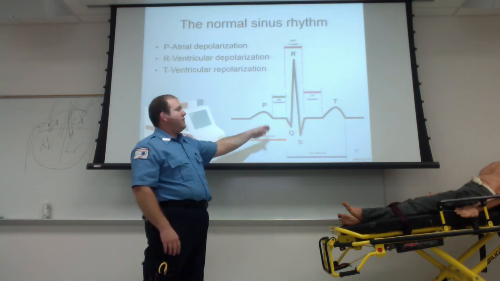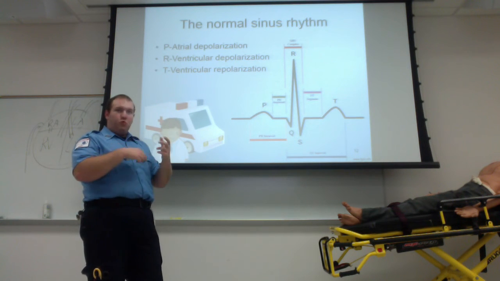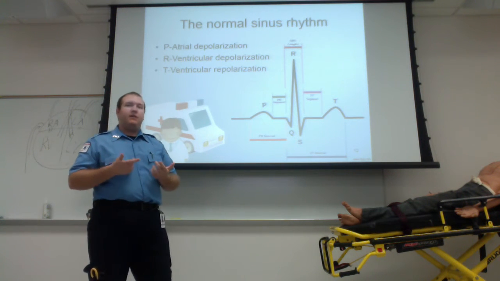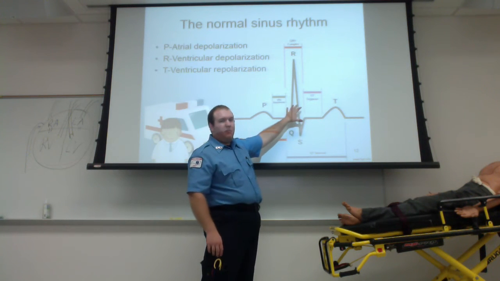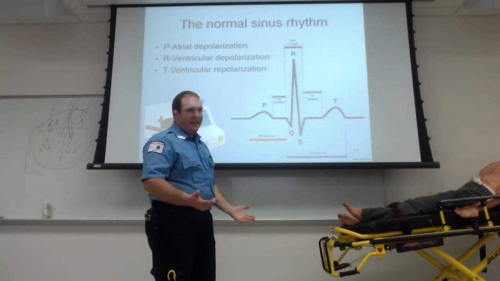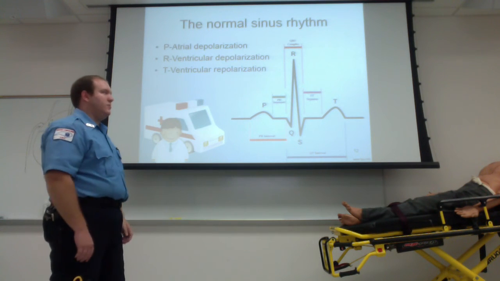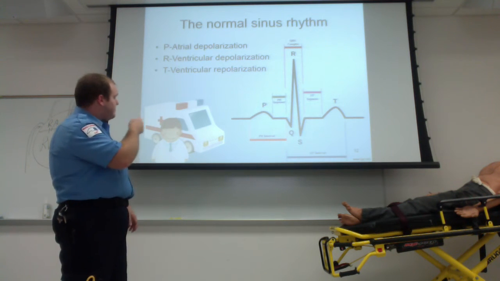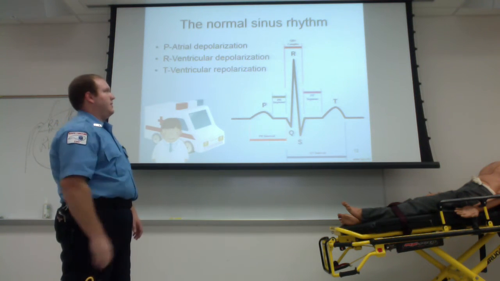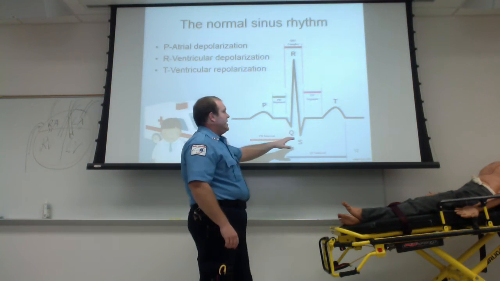Also during this portion of the QRS, you have your atrium repolarizing and getting ready for the next beat. However, because it's hidden underneath the big complex here, the ventricles contracting, you can't see it. It's just interesting to know it's there. We just can't see it because of the QRS complex.